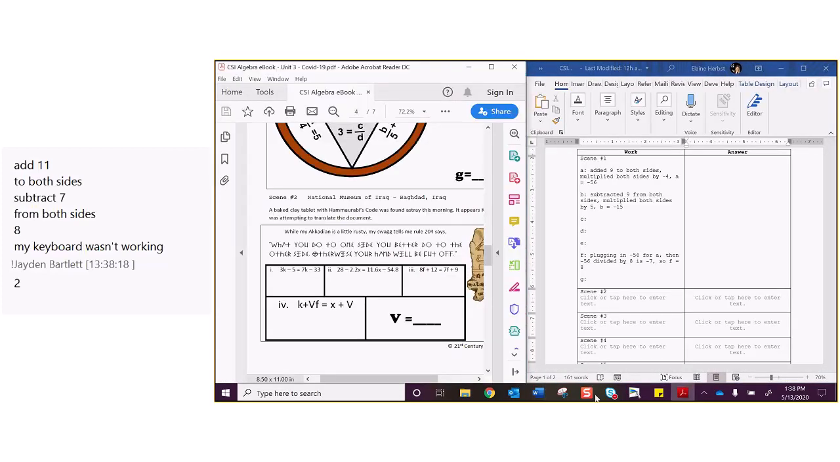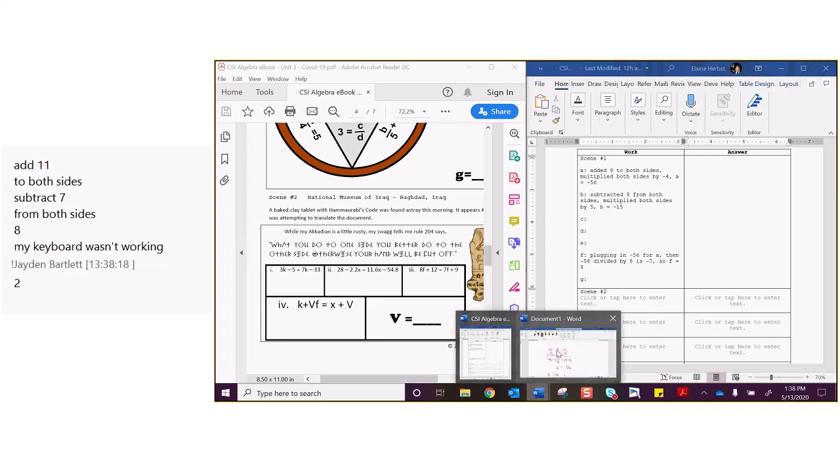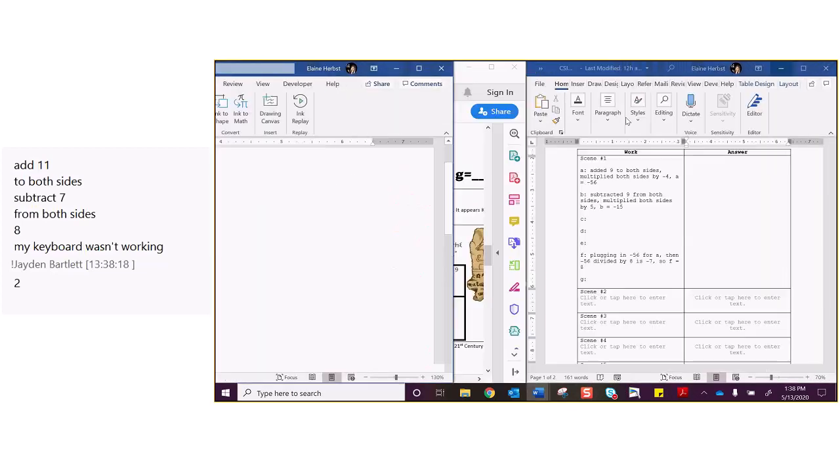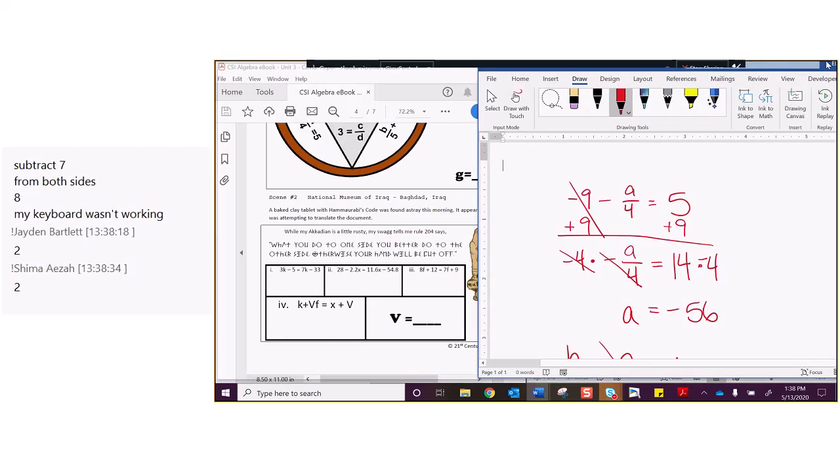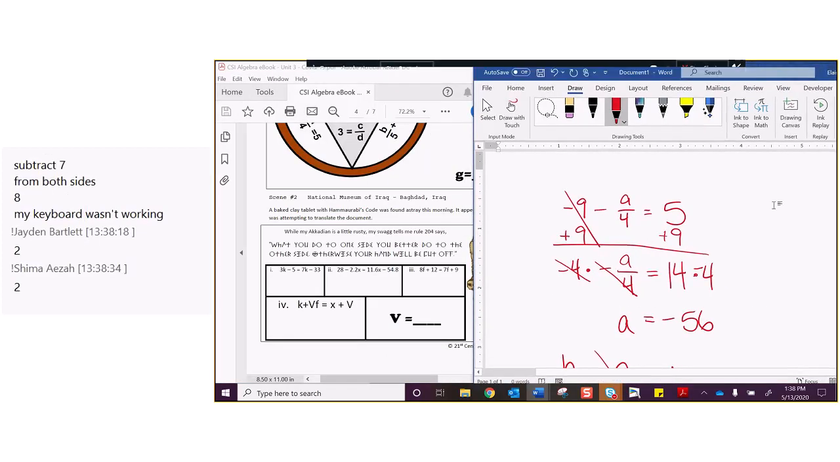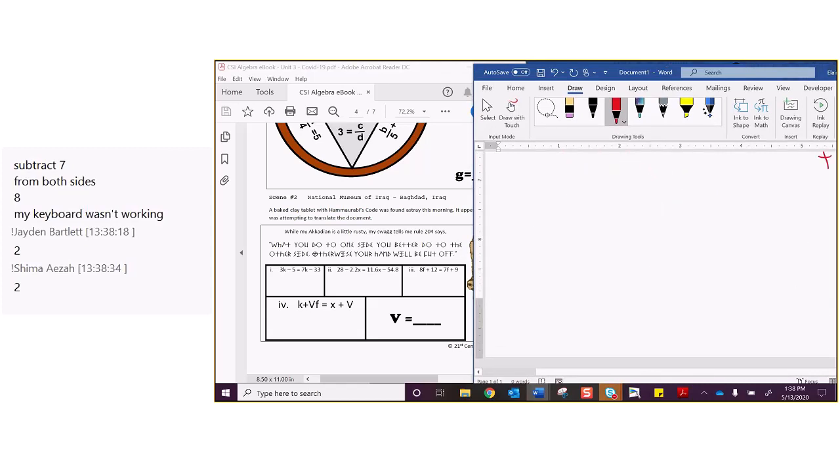Okay, so if I minimize that, let's bring it over here so I can see them both. All right, number 2 says 28 minus 2.2x equals 11.6x minus 54.8.